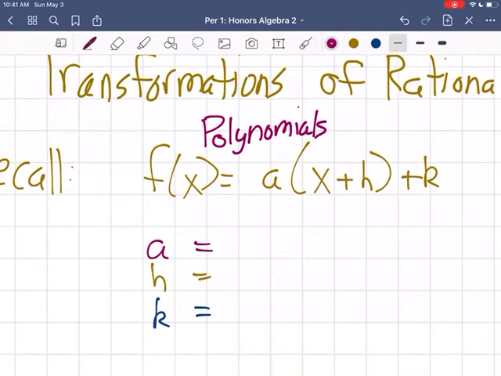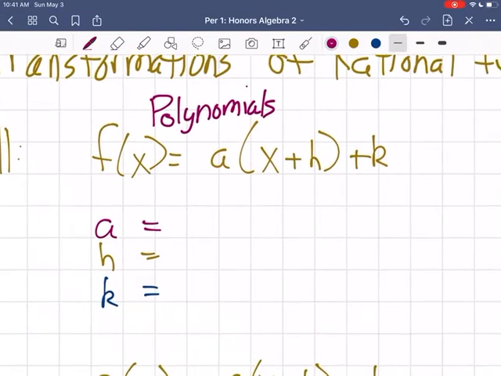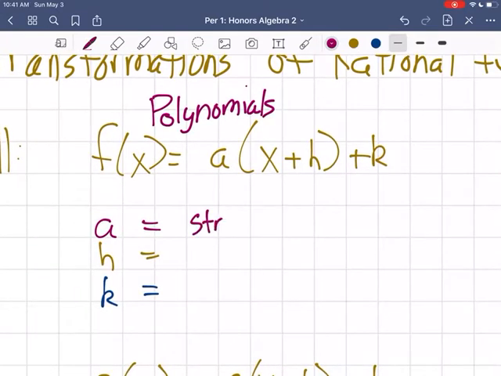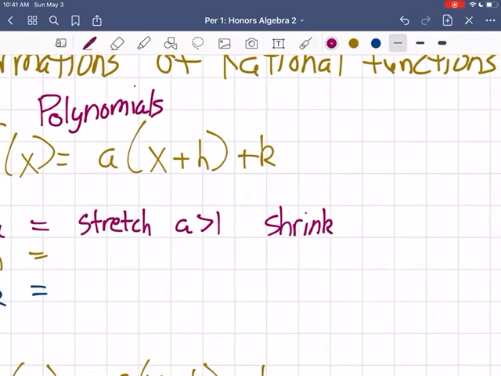So this is an equation that should look familiar to you, where a is our stretcher. It stretches the function when it is greater than 1, but it can also shrink the function. That is when it's between 0 and 1. So when a is between 0 and 1, it will shrink because it's a fraction.